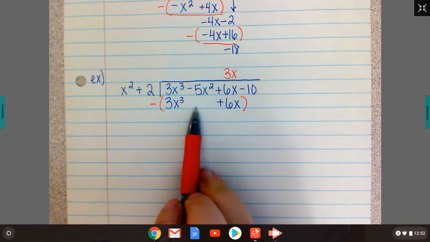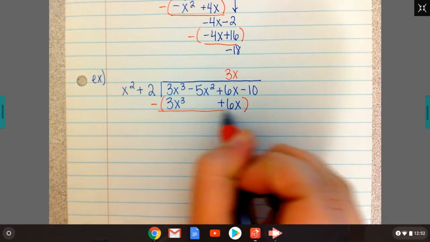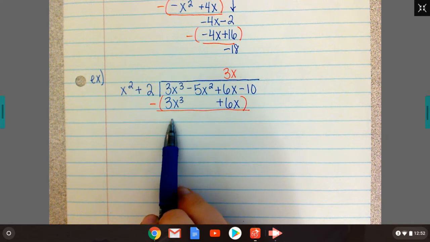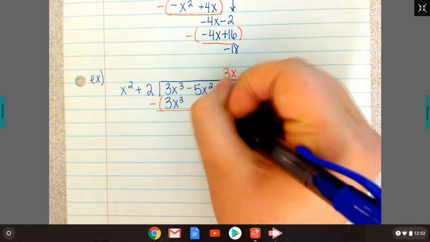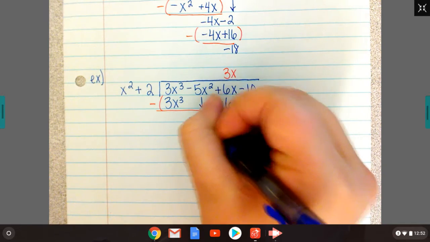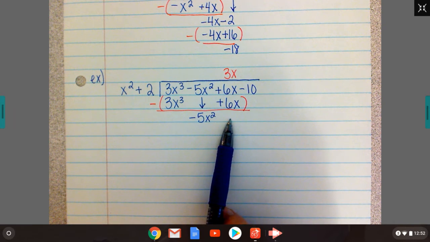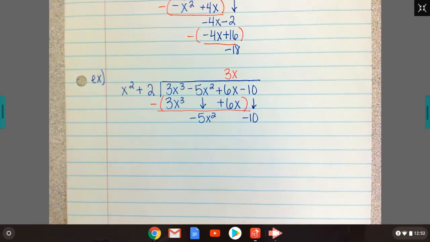You can subtract, and if you want to put a 0x squared in here, you can. I'll just leave it blank. 3x cubed minus 3x cubed goes away. Negative 5x squared minus nothing will drop down. 6x minus 6x also goes away. And then I'll drop down my minus 10.